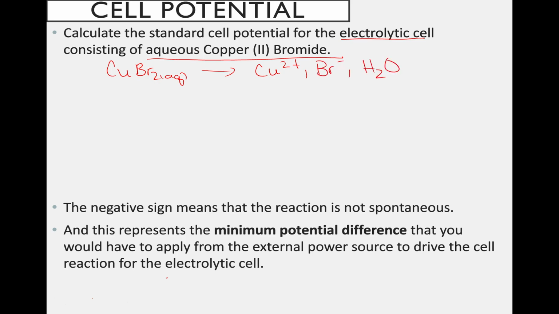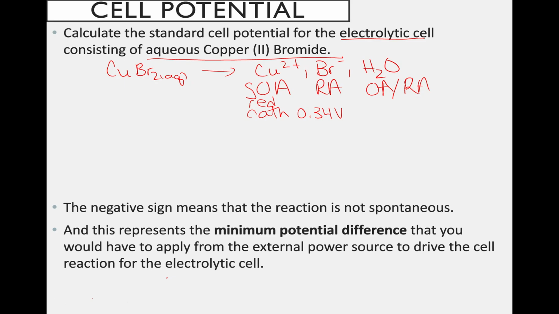So if this is what's present, then you want to start to take a look at what are your OAs, what are your RAs. Copper 2 positive is an OA, bromide negative is an RA, and water, as we know, is both. So now we'll look for our strongest OA, strongest RA. So copper 2 positive will be our strongest OA. So this undergoes reduction, happens at the cathode, and we can grab that value. The value here is 0.34 volts.